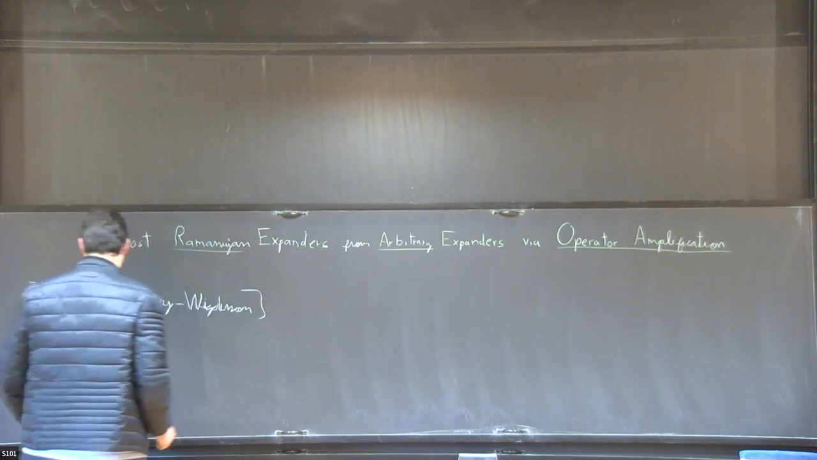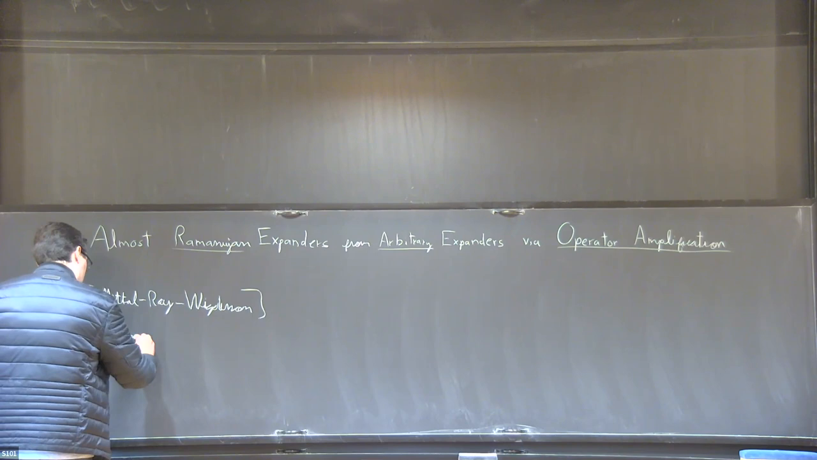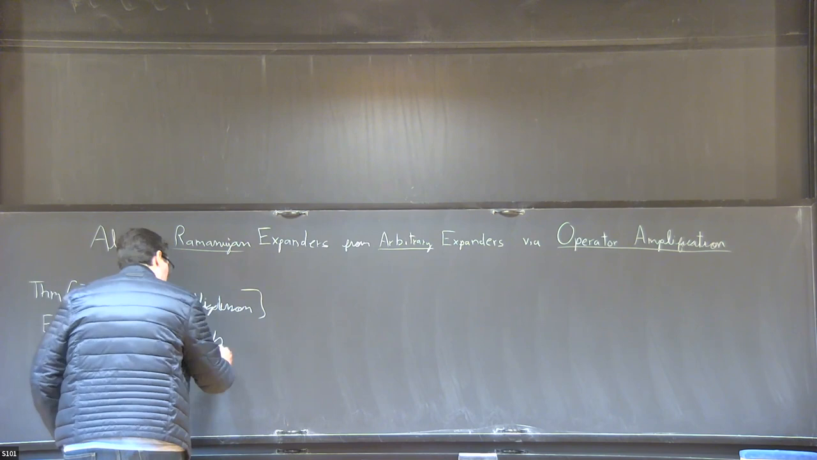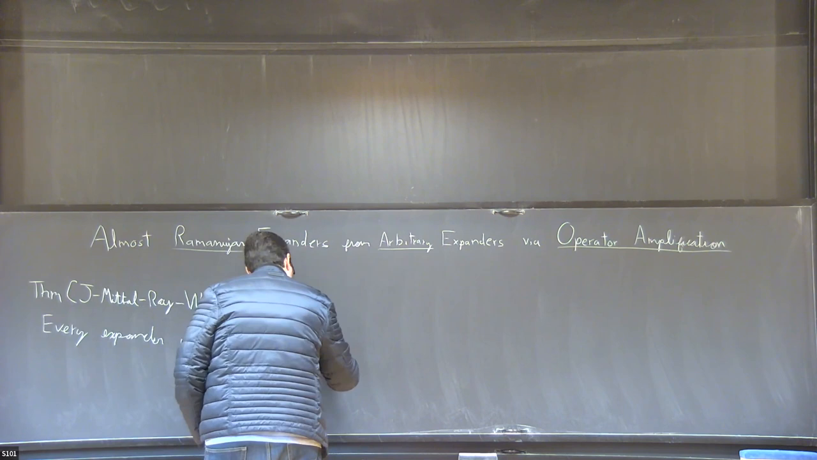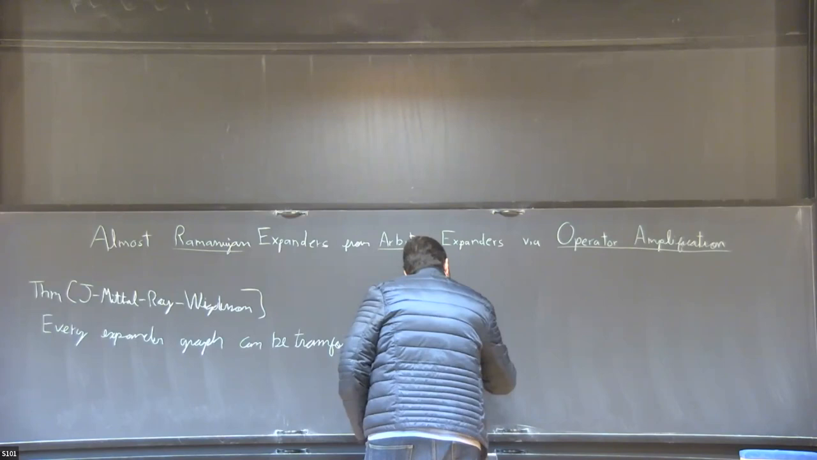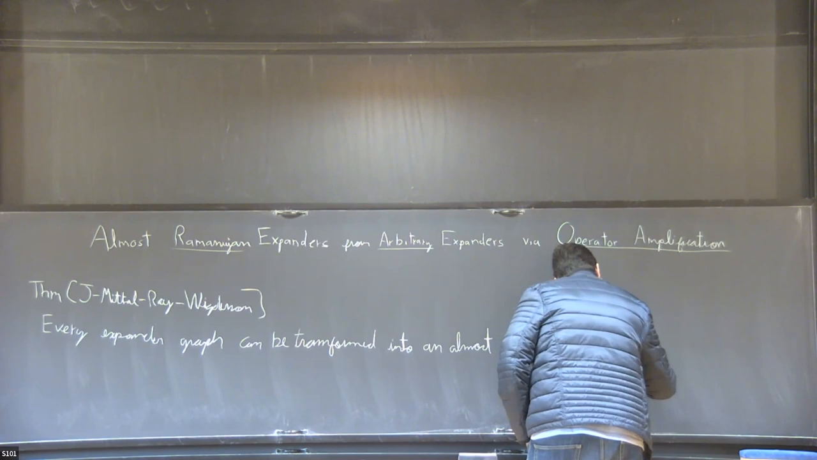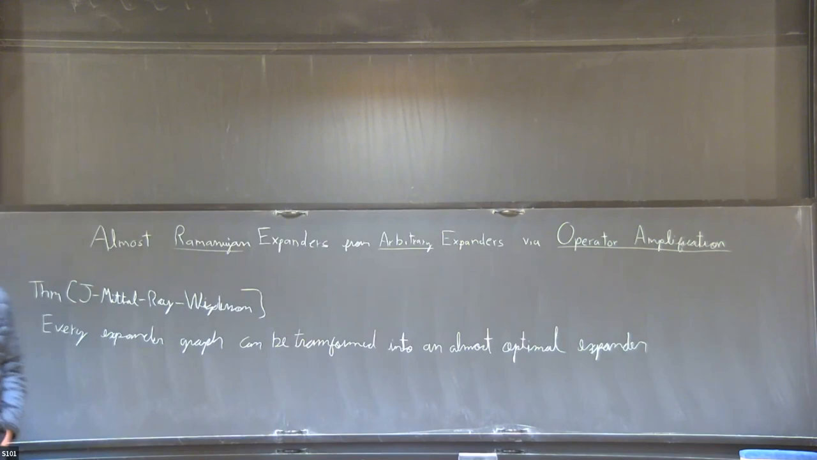And our main result is stated like this. So every expander graph can be transformed into an almost optimal one. So, at a very formal level, this is the main result that we prove.